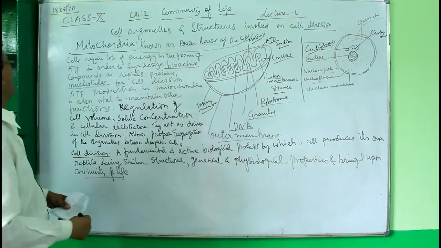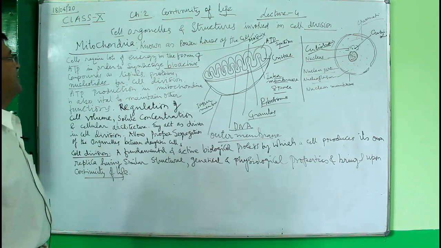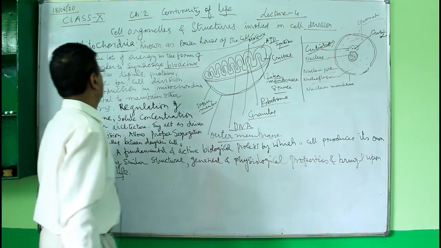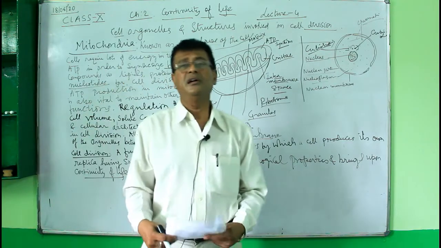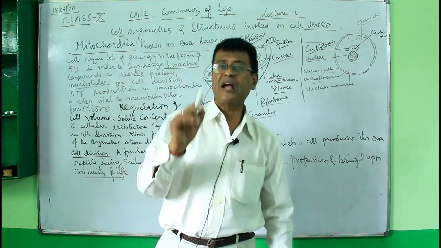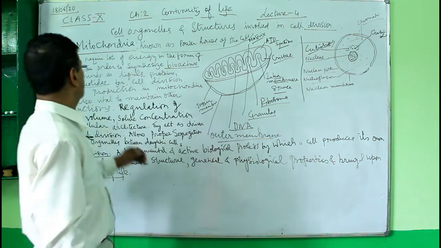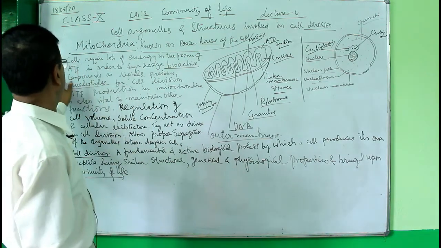Now, what is happening? You see, cells require lots of energy in the form of ATP in order to synthesize the bioactive molecules, the bioactive molecules that will divide the cells.